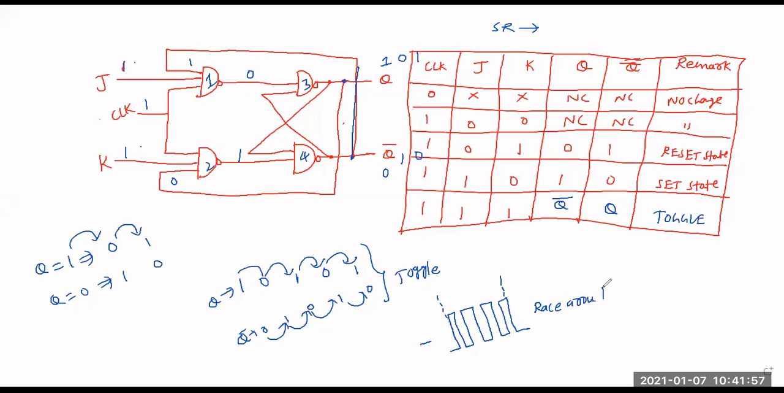This is called race around condition. This is very important. In JK flip flop also there is a disadvantage called race around condition. What is that race around condition: when J value is 1 and K value is 1 and the clock pulse is applied, the output is changing continuously from 0 to 1, 0 to 1, 0 to 1.